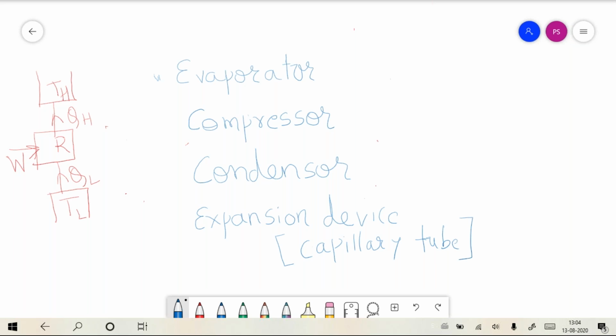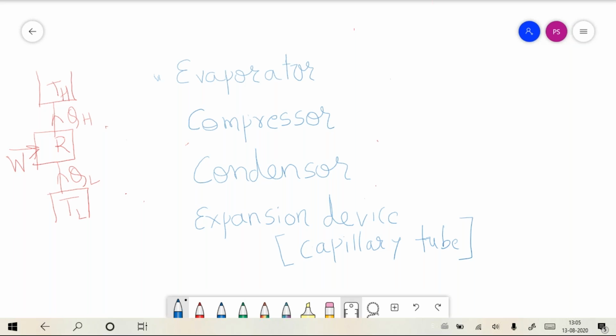Now what you need to simply understand is, these are the four components. Which are the four components of a refrigeration system? Evaporator, compressor, condenser, and expansion device. And if they are connected in a particular order, they would perform a thermodynamic cycle. Okay, so now I am going to connect them in a definite order.